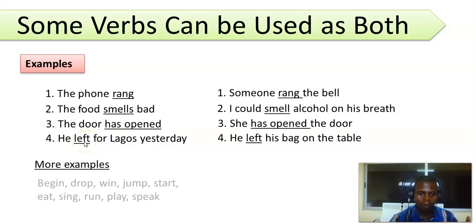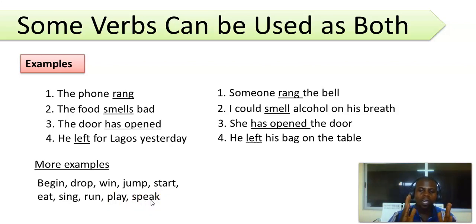Okay, let's look at more examples. All these verbs are capable of functioning as intransitive verbs and at the same time as transitive verbs. So you can use them in both circumstances: begin, drop, win, jump, start, eat, sing, run, play, and speak. All these can be used as transitive and intransitive verbs.